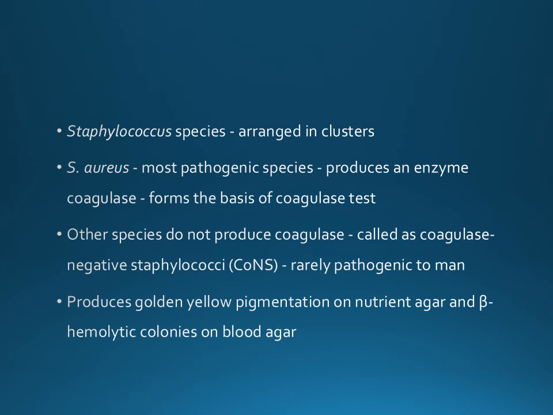So how do you reach this? First of all, any gram-positive cocci is isolated. Then the first test is catalase. If it is catalase positive, it goes in favor of Staphylococcus, and if it is catalase negative, it goes in favor of Streptococcus. Then if it is catalase positive, you will go for the coagulase test. If it is coagulase positive, it is aureus. If it is negative, it is CONS. Staphylococcus aureus produces a golden yellow pigment on nutrient agar and beta hemolysis on blood agar.